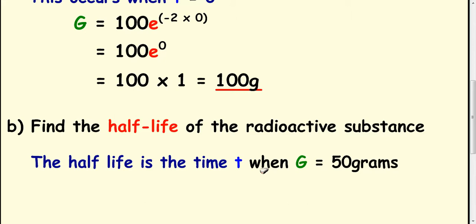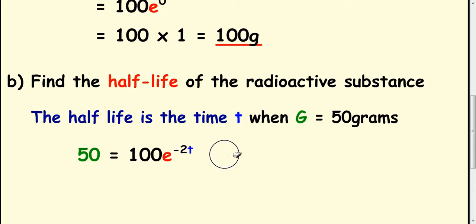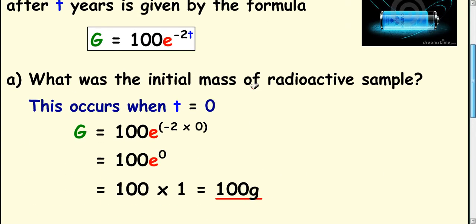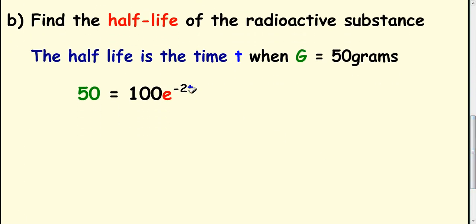So the half-life is the time when g is equal to 50 grams, the time it takes for g to get to 50 grams. So we can substitute that in. All we've done here is we've used this formula, but we've subbed g in to be 50. If I then rearrange it to work out t, I've solved the problem.